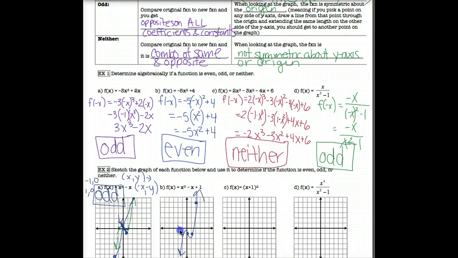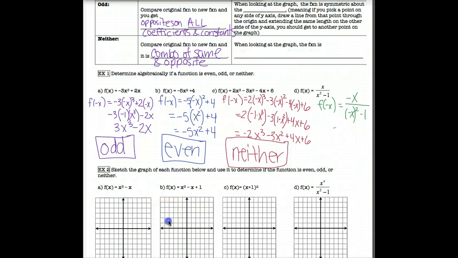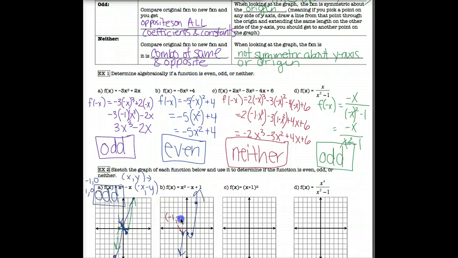This point that we see right there, its coordinates are negative 1, negative 1. So if this were symmetric about the origin, that means that positive 1, positive 1 should be a symmetric point. Positive 1, positive 1 is right here. That point is clearly not on the graph. So this is not symmetric about the origin. It was not symmetric about the y-axis. So that means this one is neither even nor odd.